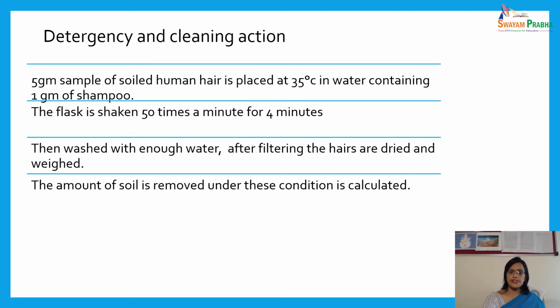Detergency and cleaning action. This is also very important, as it shows to what efficiency level the shampoo is going to cleanse your hair. 5 gram of soiled human hair sample is placed at 35 degrees centigrade in water containing 1 gram of shampoo. The flask is shaken 50 times a minute for up to 4 minutes, then washed with enough water. After filtering, the hairs are dried and weighed. So the amount of soil removed under this condition is calculated.